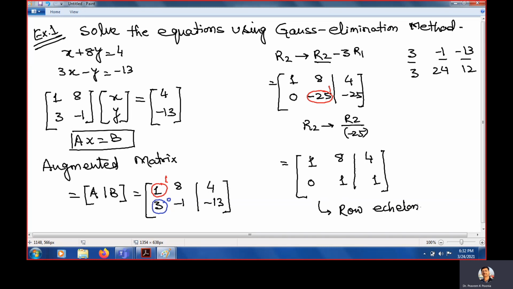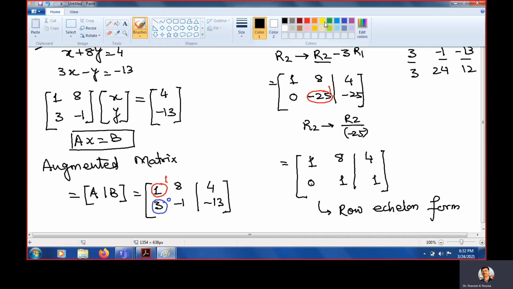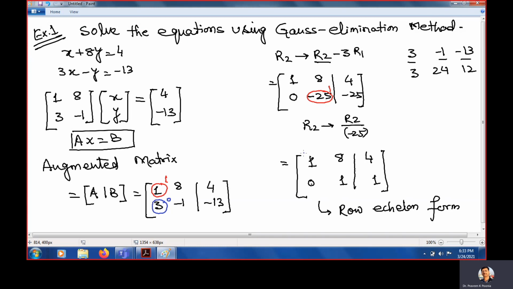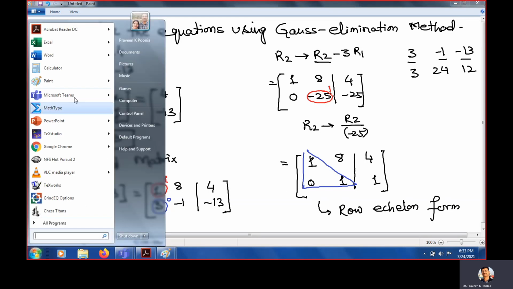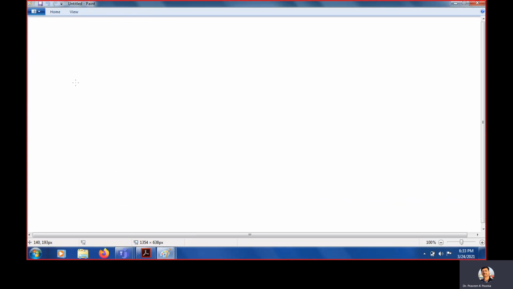So now you can say this matrix is in row echelon form. Why is it in row echelon form? Because here it is 1, 0, 1. It should be 1, 0, 1. If this triangle is there, then the matrix is in row echelon form in a 2 by 2 matrix. Clear?